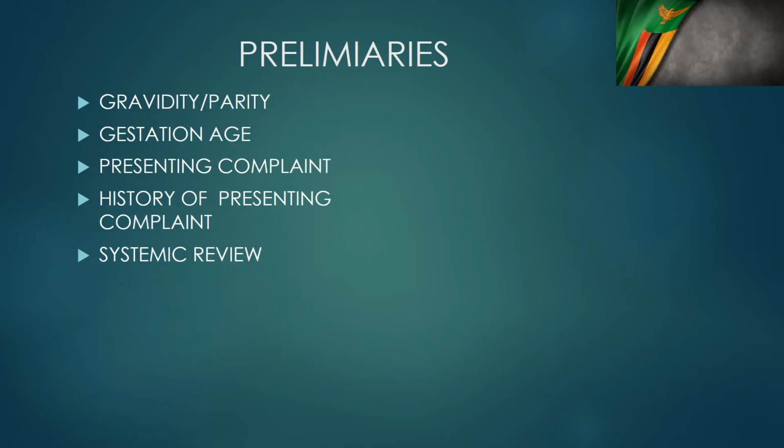Yeah, so when you take an obstetric history, you need to get the preliminary information. So you want to know the gravidity of the patient, which is how many pregnancies the patient has had, the parity, how many pregnancies they've had that have crossed the age of fetal viability, what is their gestation age, that is what is the size of their pregnancy. You want to get the presenting complaint.